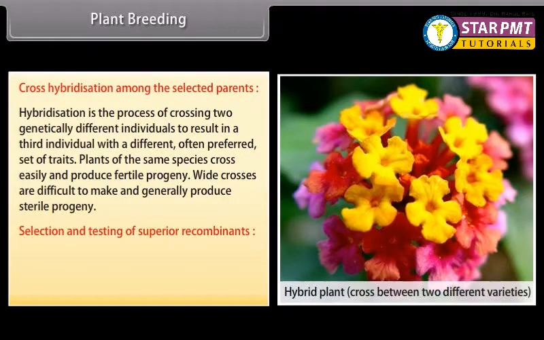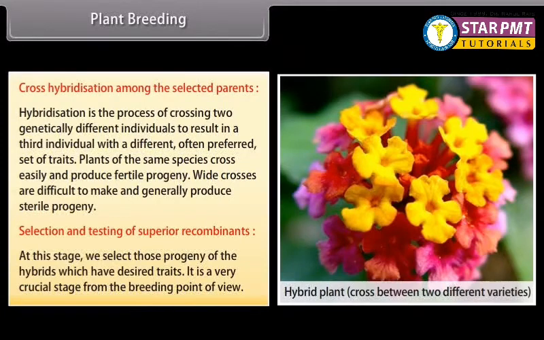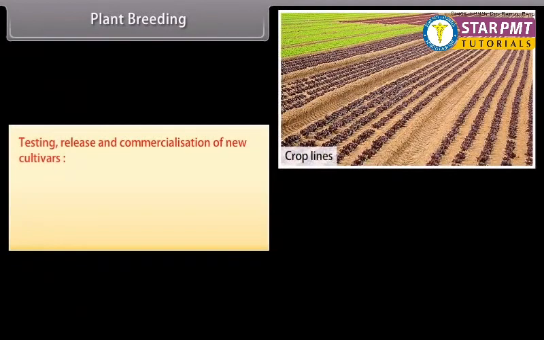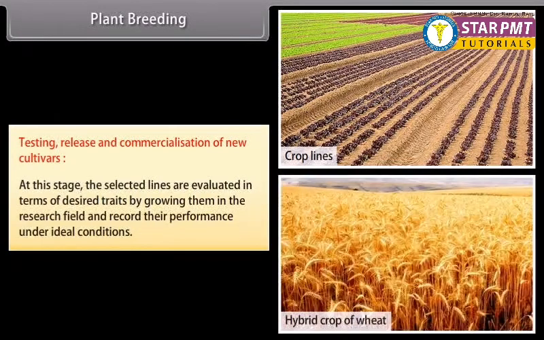Selection and testing of superior recombinants. At this stage, we select those progeny of the hybrids which have desired traits. It is a very crucial stage from the breeding point of view. Testing, release and commercialization of new cultivars. At this stage, the selected lines are evaluated in terms of desired traits by growing them in the research field and recording their performance under ideal conditions.